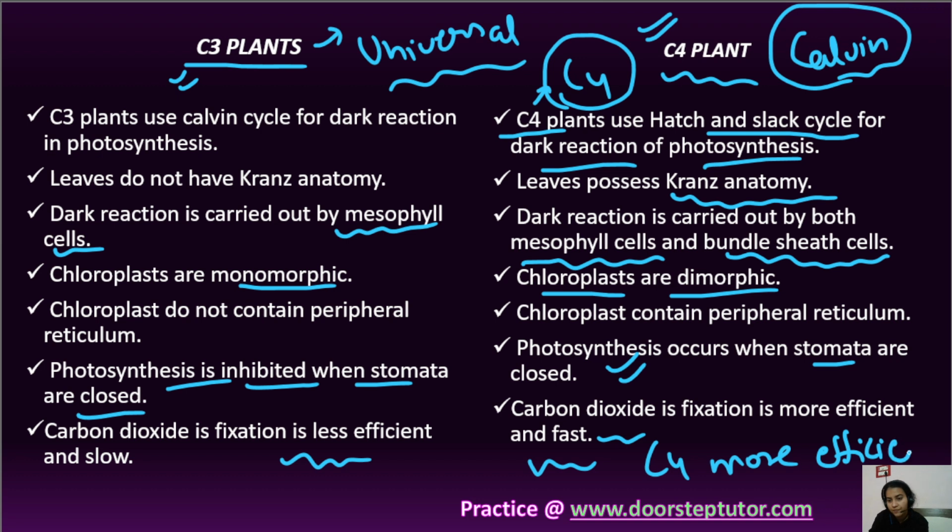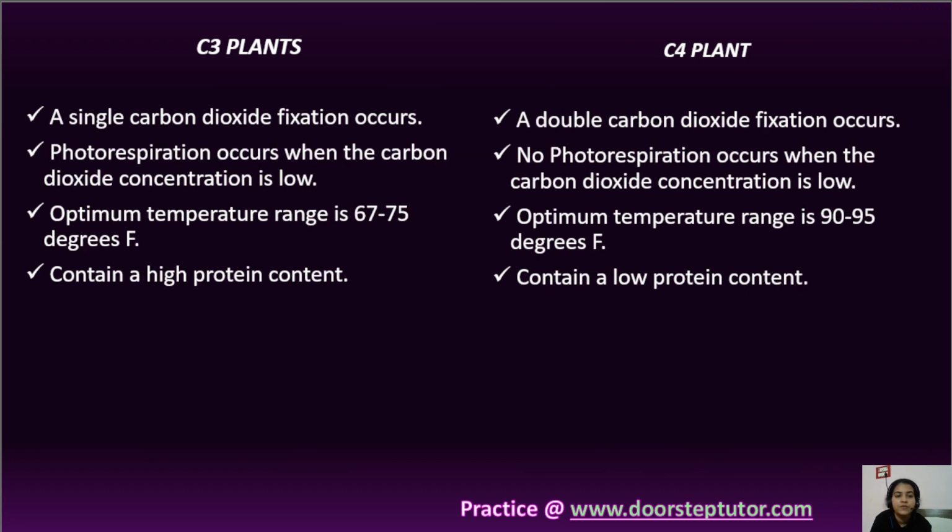These are more efficient than C3 plants. Now let's see some other differences. In C3 plants, only a single carbon dioxide fixation occurs, while in C4 plants double carbon dioxide fixation occurs.